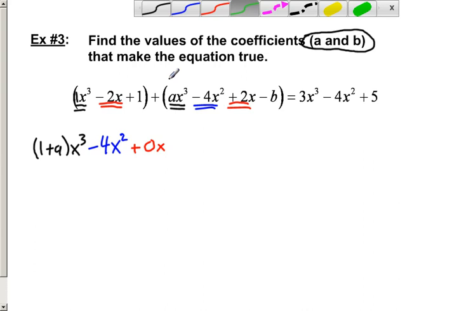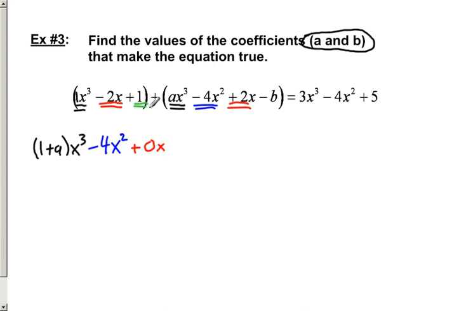And then the last terms we have to combine are the constants. Remember, the constants are the terms without any variables attached to them. So again, I'm going to add the terms together. We have a positive 1 and a negative b. That will be my constant term.